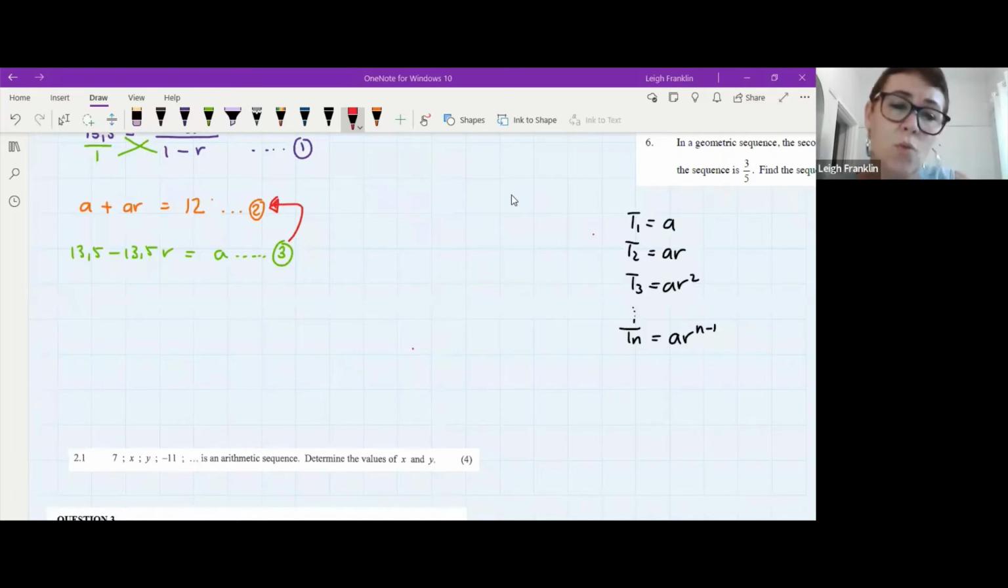Absolutely, Siyathemba. So what's important when you're solving simultaneously is that if you rearrange one of the equations, you've got to go and then sub into the other equation. So I can't sub 3 into 1 because 3 is 1. I'm going to end up with 0 equals 0. So either I can rearrange 2 and sub it into 1, or I can rearrange 1 and sub it into 2. As long as I sub into the other equation, I'm fine.